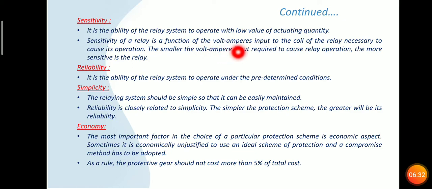Sensitivity is a function of volt ampere input to the coil of the relay. The smaller the volt ampere, the more sensitive the relay. Then reliability. Reliability is the ability of the system to operate under predetermined conditions. If we have set the relay for a particular value of operation, the relay should operate at that particular value itself if it is reliable.